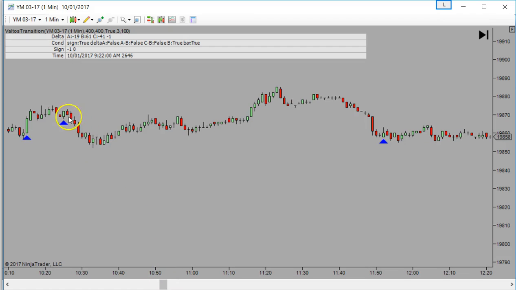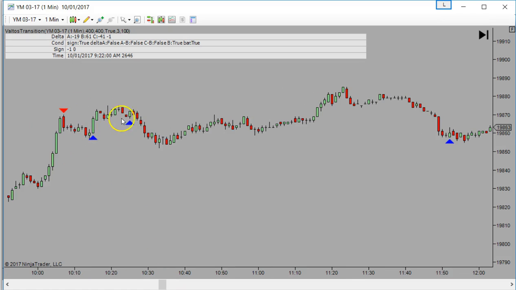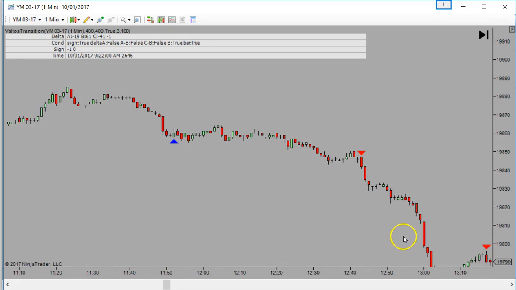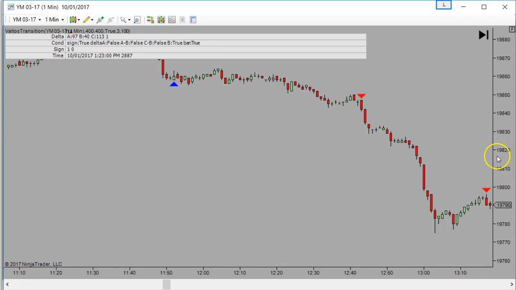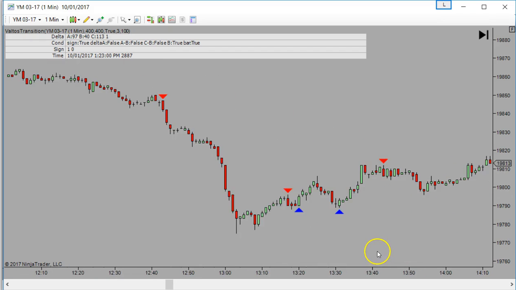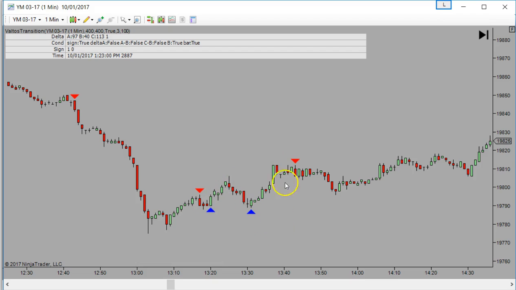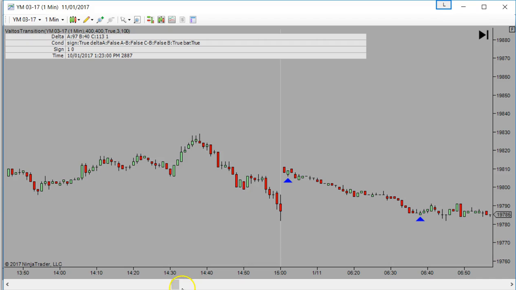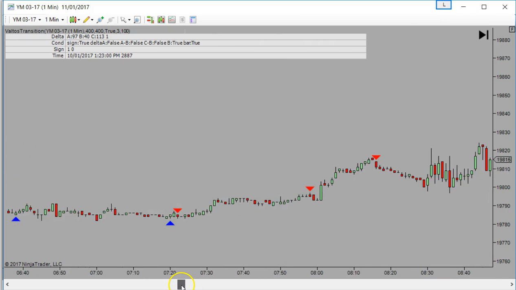Again, can you sit through this? Chop in here. This one going sideways. And then you're just sitting there laying in wait for this move from 19,840 down to 19,790. That's a 50-point move right there. Then you get some nice little moves here as well. So sure, you had a couple of losers, but then you had some very nice winners.